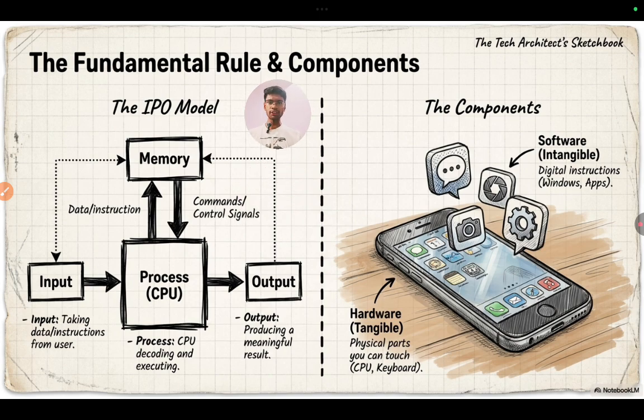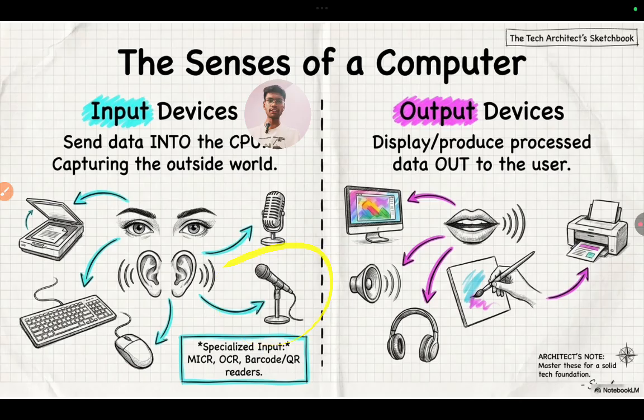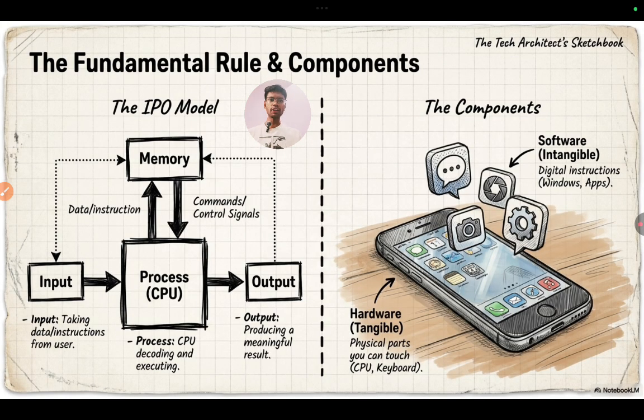I'm basically going to give you a glimpse of what we will be studying later. First, the IPO model: taking some input from the user, there's some processing in the CPU that goes on, and there will be some output at the end. Right, we'll be studying the components. There's hardware, the tangible components which you can actually feel and touch. There are software components that are intangible, and we cannot feel or touch them, but we can feel how they respond and do things.